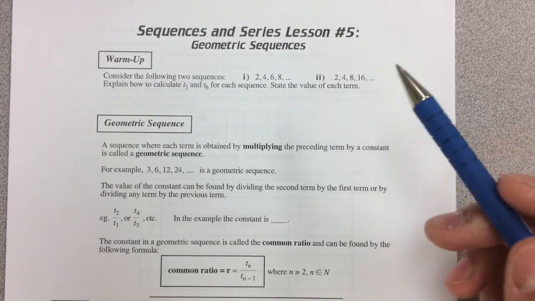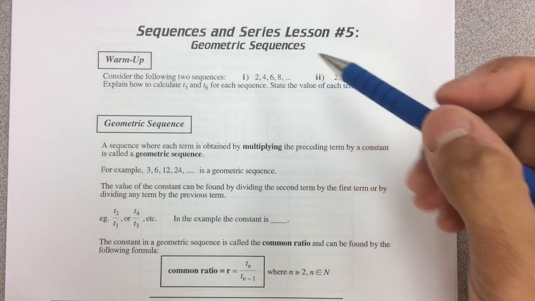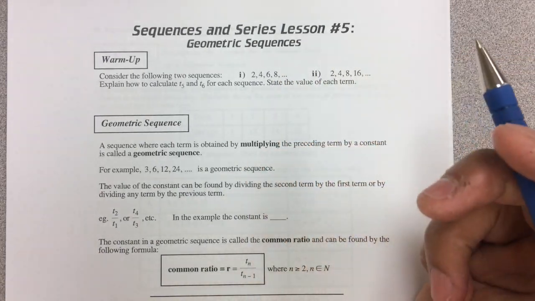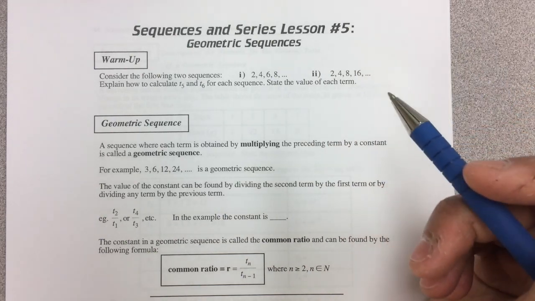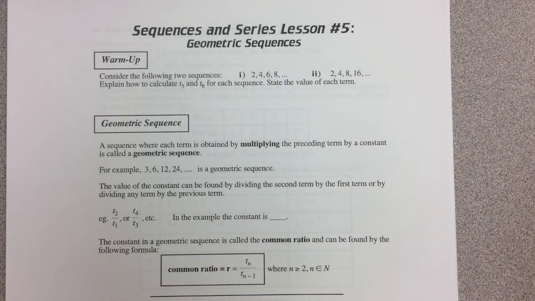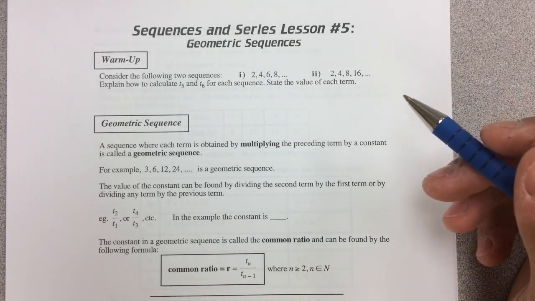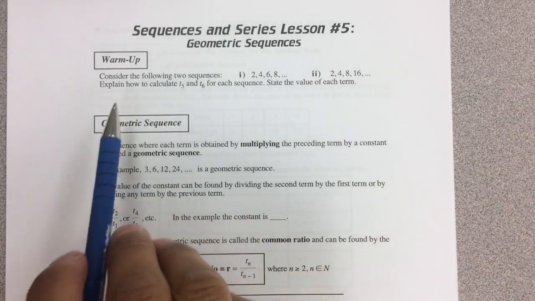Lesson number 5, we're going to talk about geometric sequences. Before lesson 5, we've been looking at arithmetic sequences, where we have a difference, either positive or negative, that we add each time to our subsequent terms. So let's look at this warm-up.